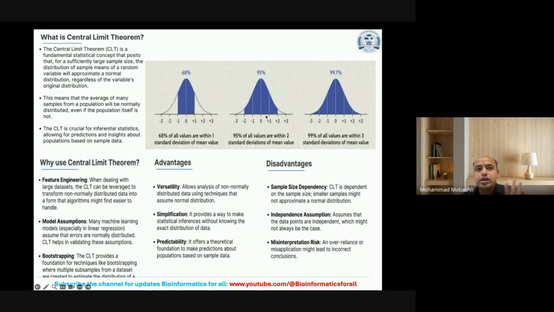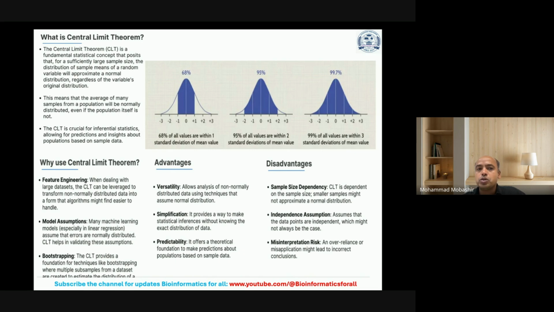So now you know that the central limit theorem, or CLT, is a fundamental statistical concept that posits that for a sufficiently large sample size, the distribution of sample means of a random variable will approximate a normal distribution, regardless of the variable's original distribution. This means that the average of many samples from a population will be normally distributed, even if the population itself is not.